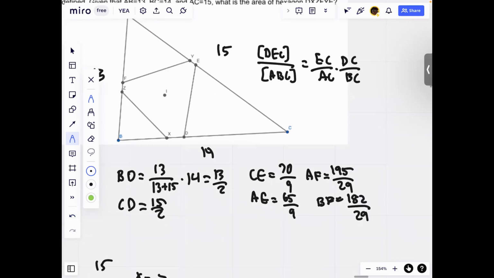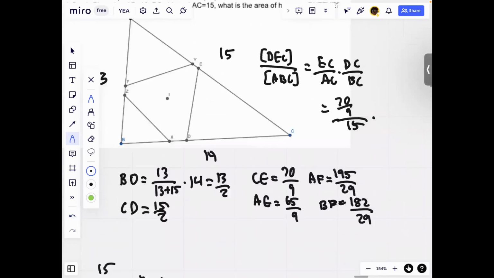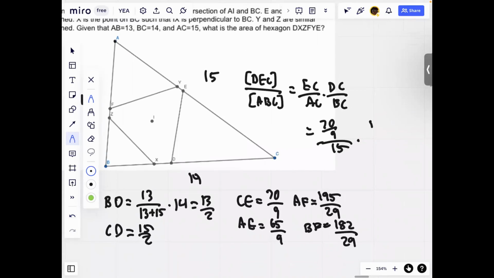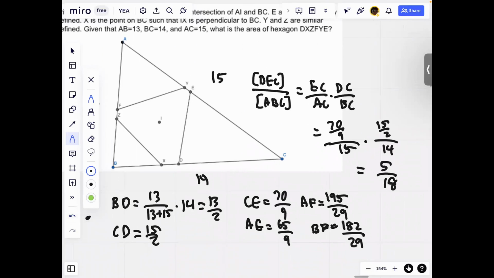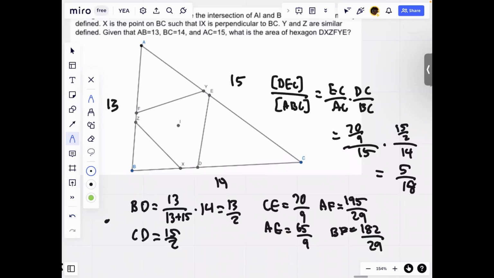And then we said CE is 70 over 9. AC, we know is 15. DC, we calculated is 15 over 2. And then BC, we know is 14. So if we calculate this, we get 5 over 18. And so that's the ratio of DEC over ABC.